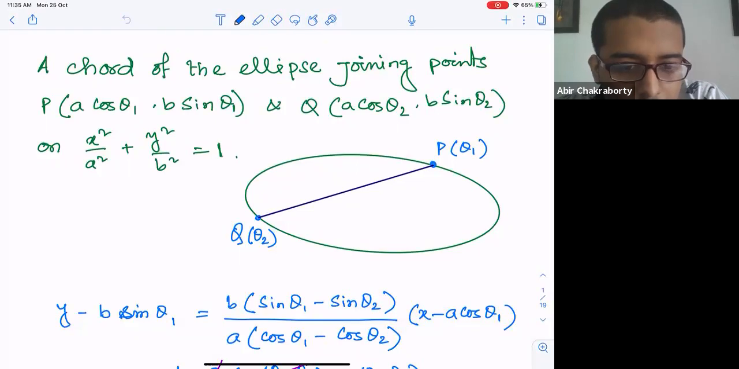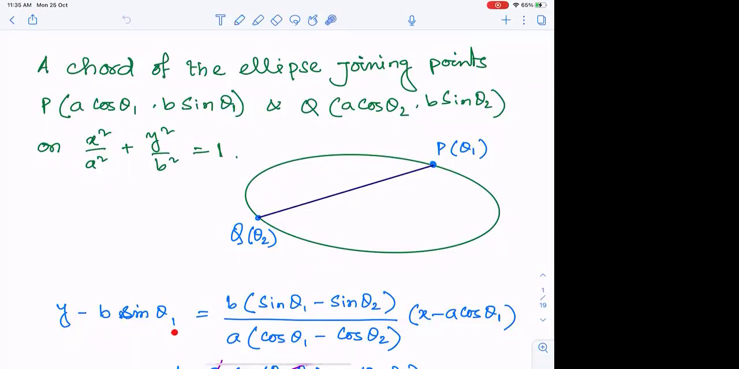So y minus b sine theta 1 is equal to b sine theta 1 minus b sine theta 2, I have taken the b common, divided by a cos theta 1 minus a cos theta 2. So change in ordinate by change in abscissa into x minus the abscissa of the same point whose ordinate has been subtracted from y on the left hand side. So that's the 2-point form of representation for a straight line, and as we have already discussed, this is not our targeted form, right? Is that okay to everyone?